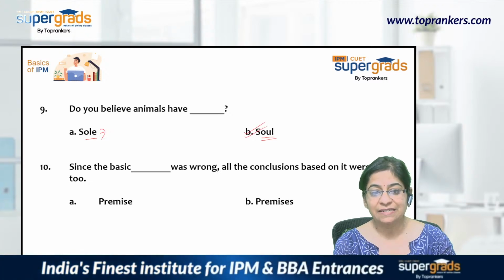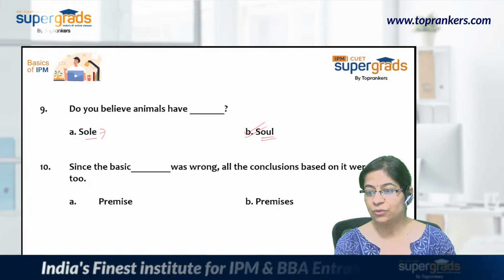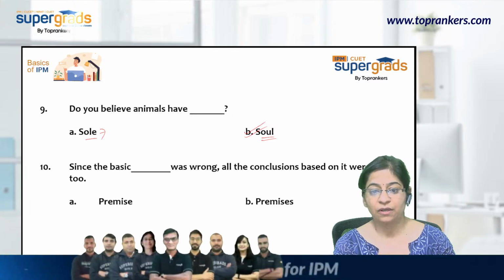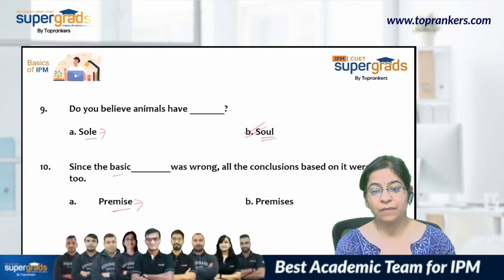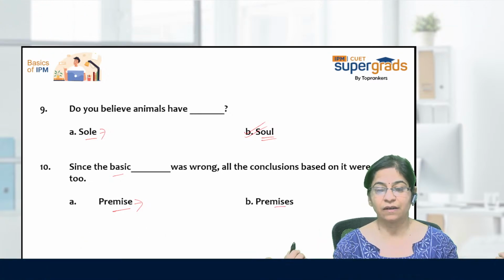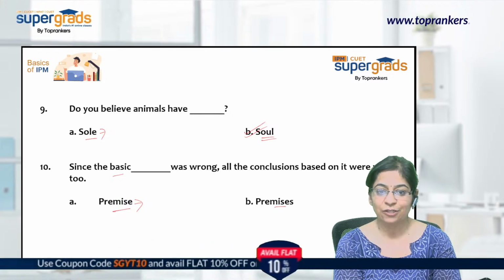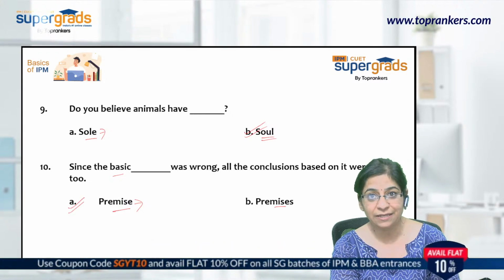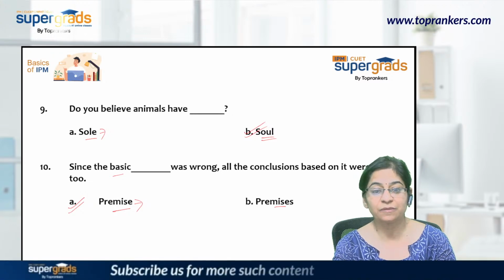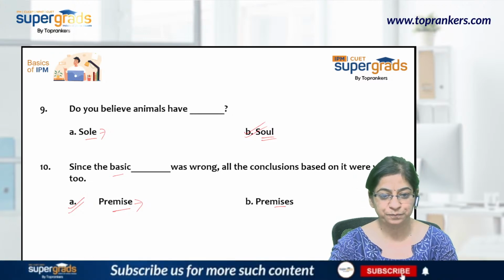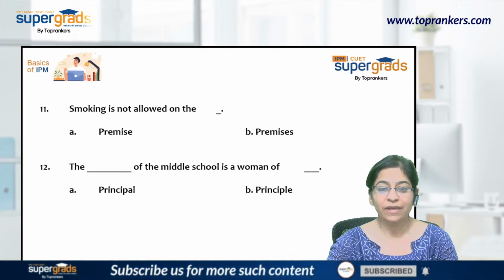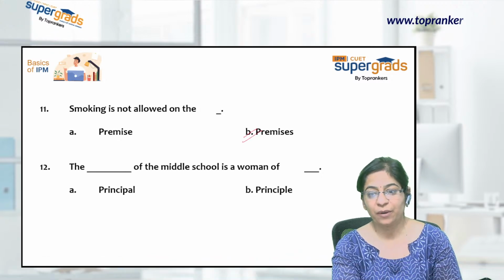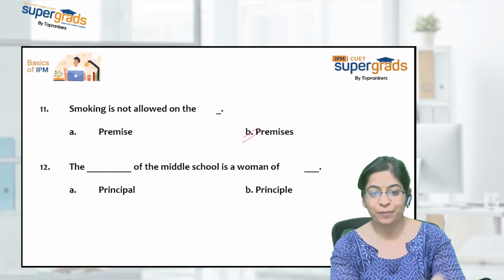Since the basic dash was wrong, all the conclusions based on it were wrong too. Now, premise means the assumption, and premises means the area surrounding a building. So, since the basic assumption was wrong, the basic premise was wrong, all the conclusions based on it were wrong too. Smoking is not allowed on the premises, in the area of the building.